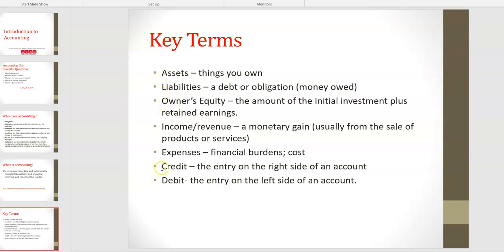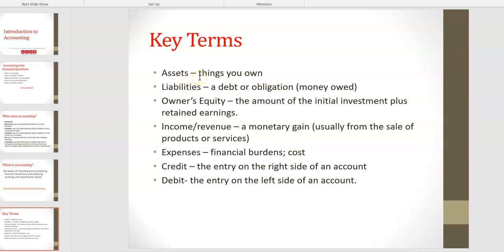Two other terms that are very important in accounting are debit and credit. Debit simply refers to the left side of an account. Credit refers to the right side of an account. And later on, this will make a little bit more sense when we start getting into more details about accounting.